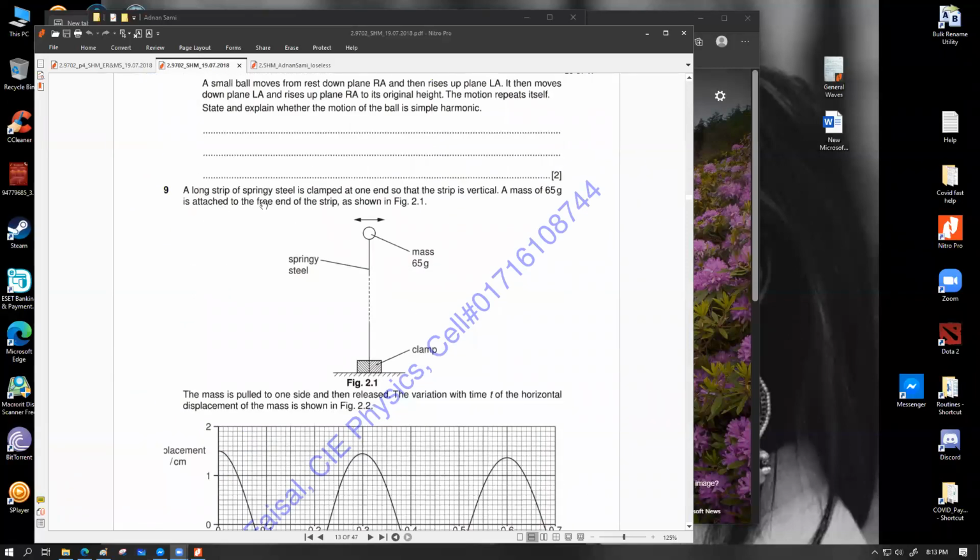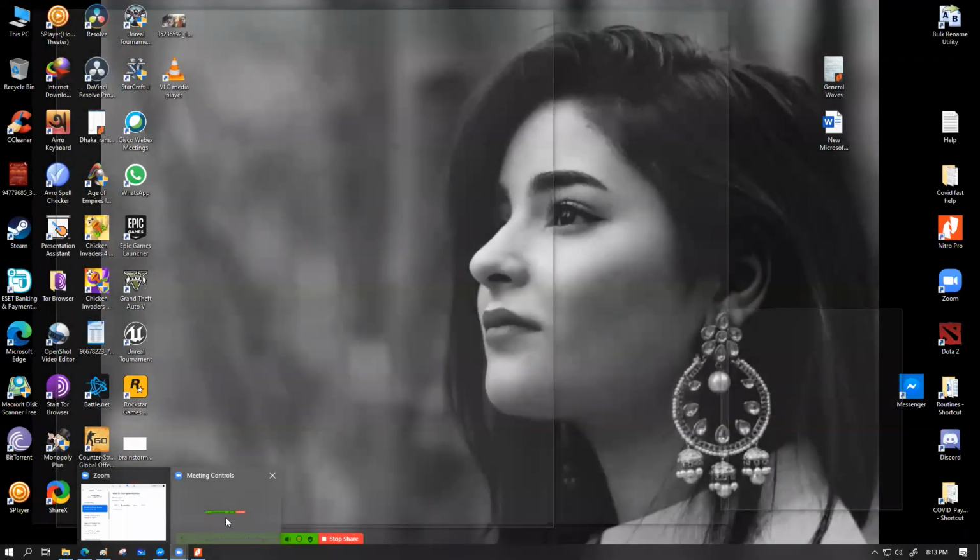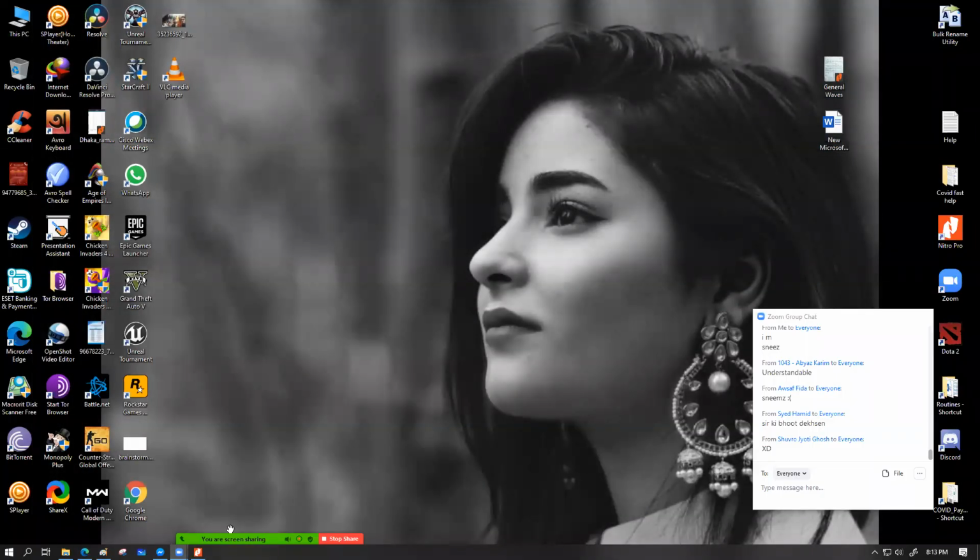A long strip of spring steel is clamped at one. Sir, in realistic situations there is no pattern in the decrease, right?